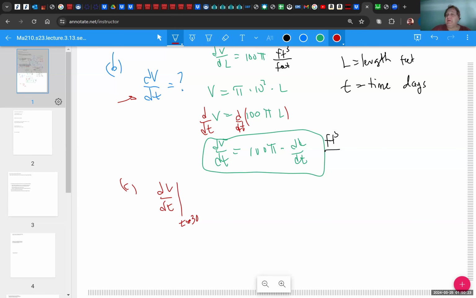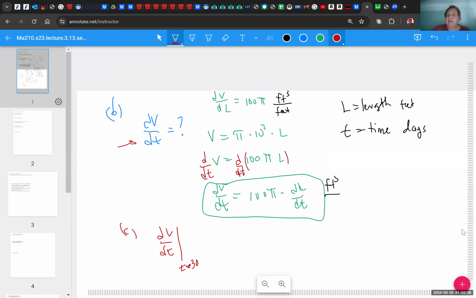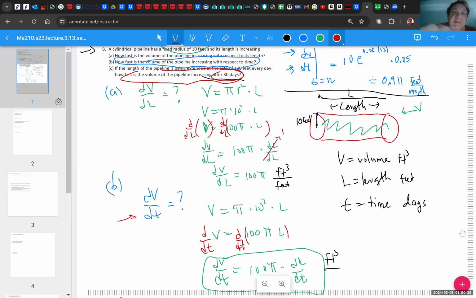We're also given some more information, so let's make note of that. Back up to the problem. It says the length of the pipeline is being extended at the rate of 100 feet every day. The length of the pipeline is being extended, getting bigger. So the length is growing at the rate of 100 feet per day. Feet is a measure of the length. Day is a measure of time. So it's the change in the length per the change in the days, the time. So that right there is going to be dL/dt, the change in length over the change in time, right?